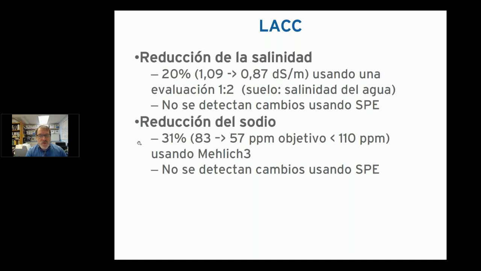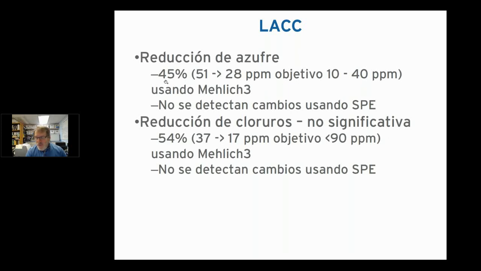When we look at sodium reduction, there is a 31% reduction on the average. So this is just all of those samples averaged together, and we're trying to keep the levels below 110 parts per million, and they dropped from 83 to 57. This is using Mehlich 3 extraction. And again, we didn't see a change using saturated paste extraction. And I'm not sure why that happened, but it shows that Mehlich 3 is still okay for this type of analysis. There was also a 45% reduction in sulfur. And we didn't see the reduction in saturated paste extraction, and a 54% reduction in chloride.